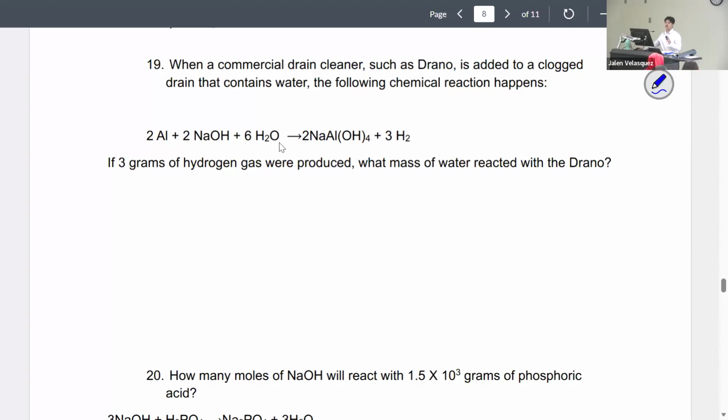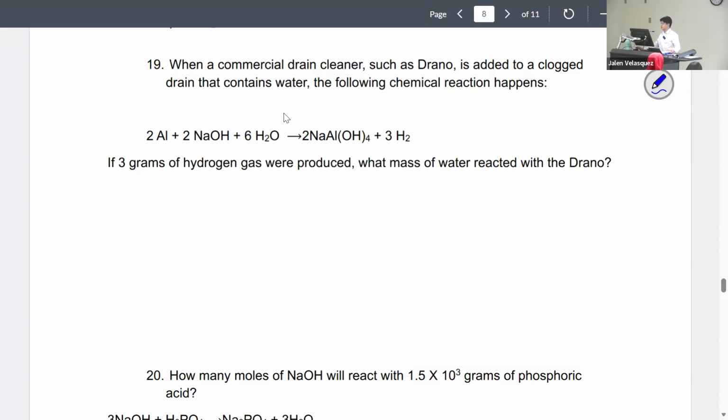It does two things to clear out that clog. One, it produces a lot of heat to dissolve stuff. And it also makes hydrogen gas, which pushes stuff out. So here's the balanced equation for what happens when you add Drano into a clogged drain. If 3 grams of hydrogen gas are produced, what mass of water reacted with that Drano substance?